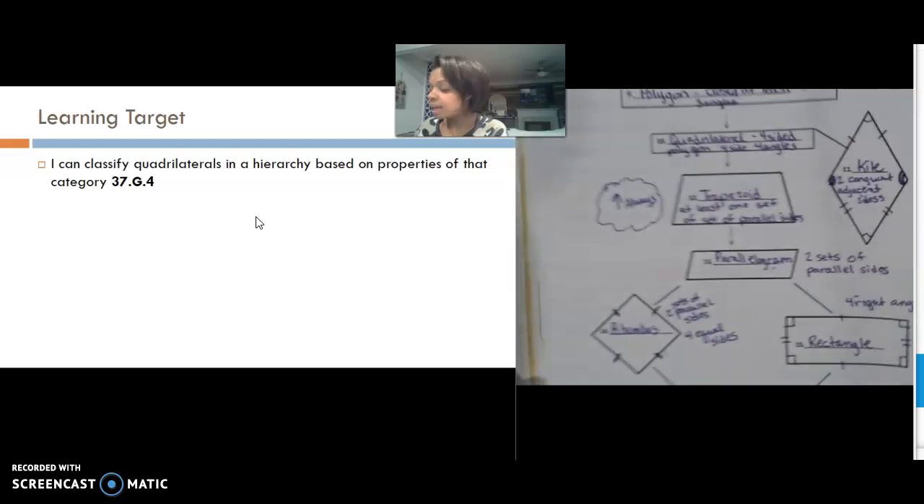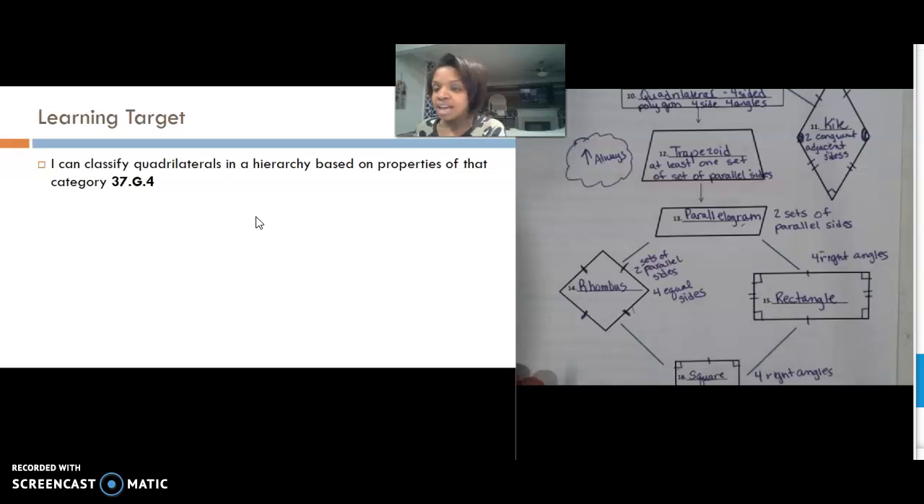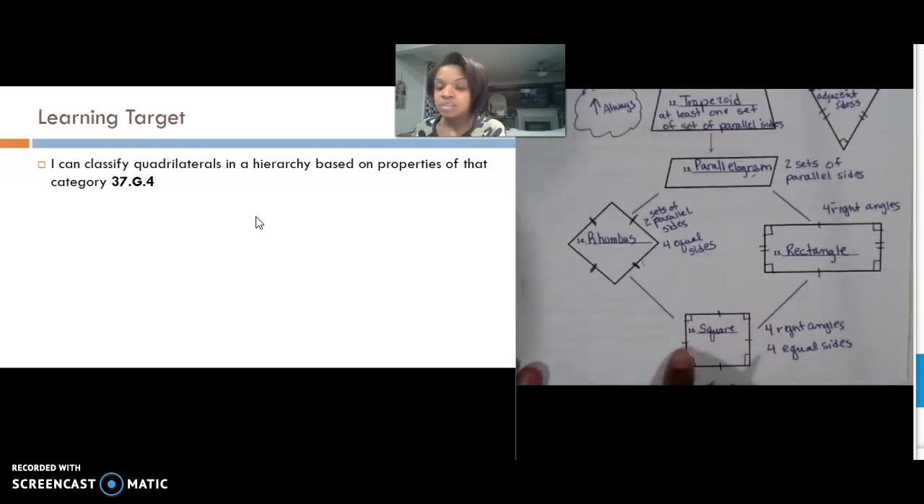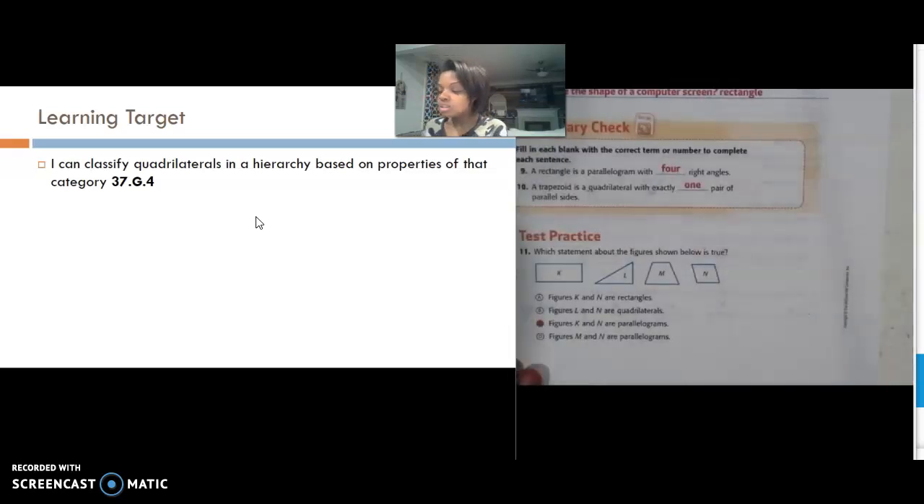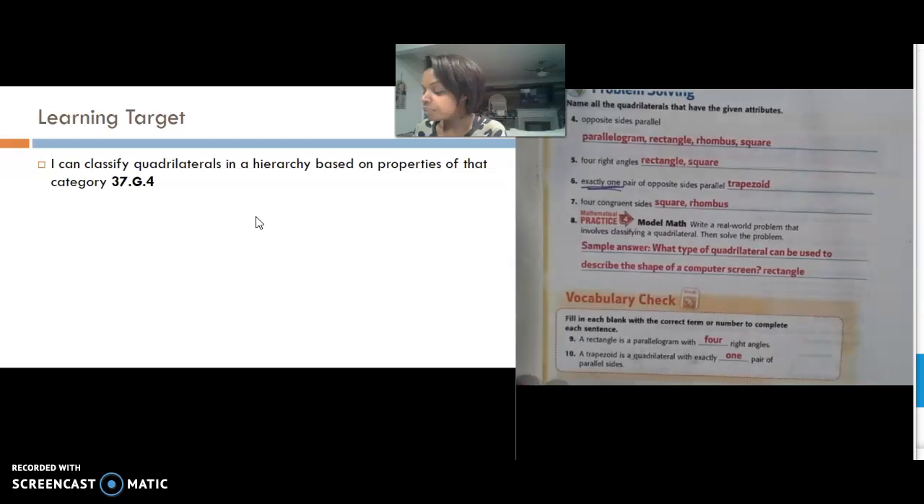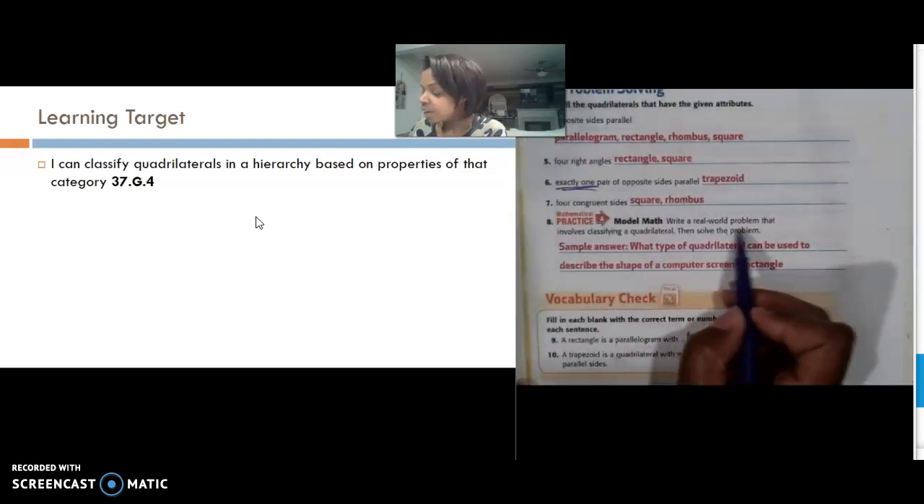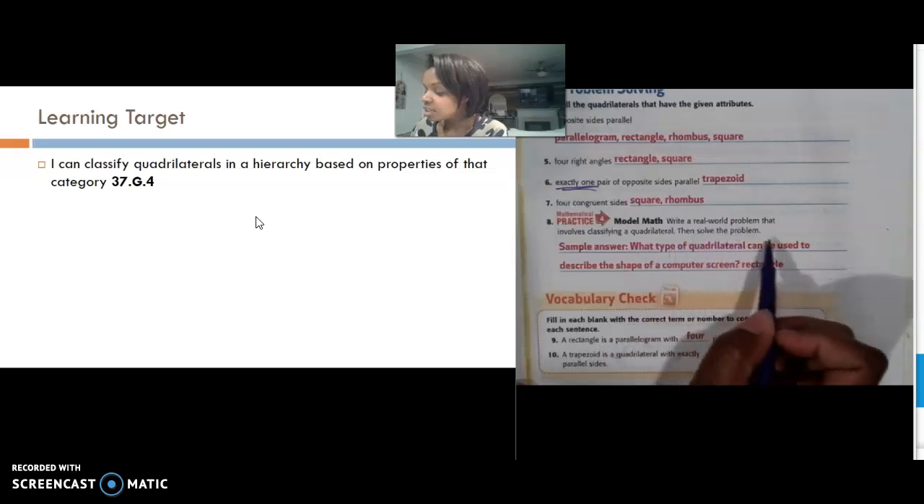Okay, number 7 says 4 congruent sides. So let's look back at our chart over here. Congruent means they have exactly the same. Well, a rectangle doesn't have 4 congruent, it has 2 sets. Okay, a square has 4 congruent sides, and a rhombus has 4 congruent sides. So the only 2 should be rhombus and square for number 7.